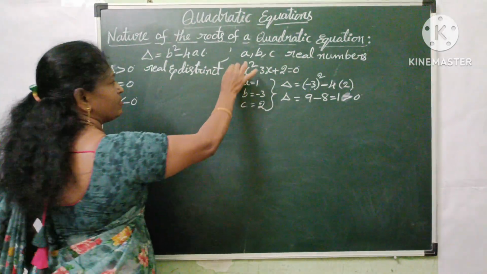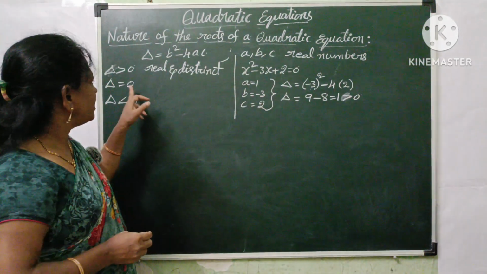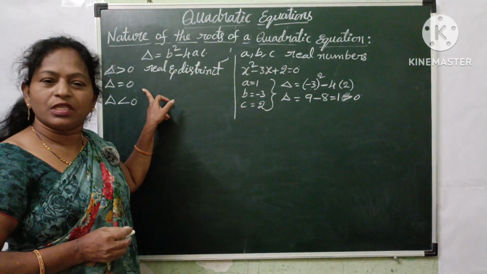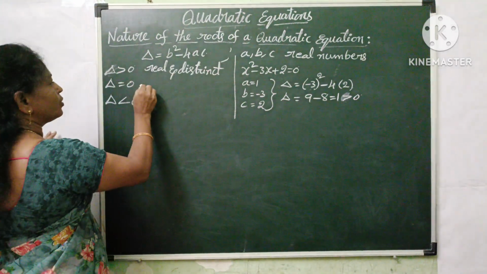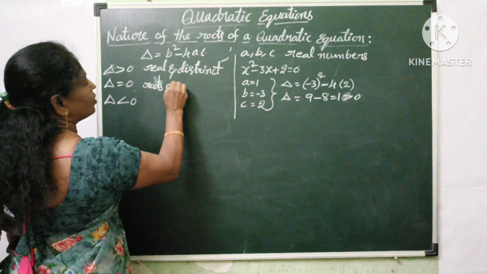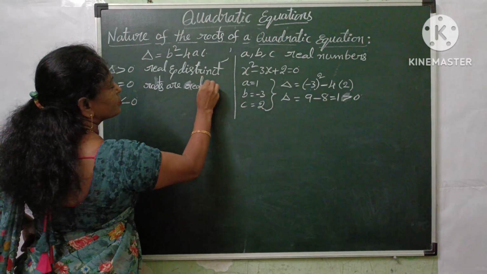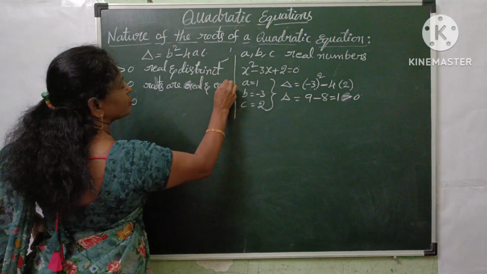Right. Next one, delta equal to 0. When delta equal to 0, here the roots are real and equal.